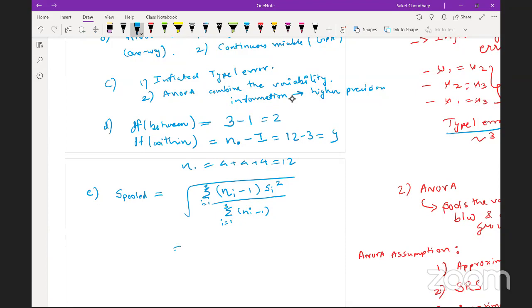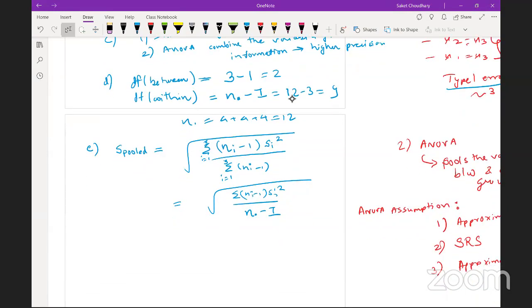And there's one more way to write this. This is also equal to, the numerator remains the same, but for the quantity in the denominator, if you sum up all the values, you'll notice that you will arrive at this particular number, n dot minus I, where n dot is the total number of data points you have in your data. And I'm going to give you the values for all of them. So S1 is 0.016, S2 is 0.083, and S3 is 0.029.